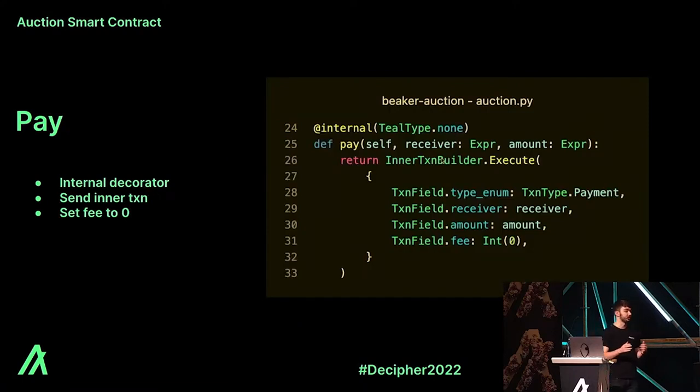And now we can actually start writing our logic. So the first thing we're going to do is write this pay method. This pay method is a helper function that we're going to be using in our other methods later in the code base. So what we do here is we decorate it with this @internal decorator.